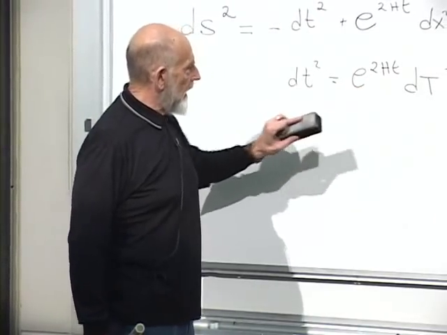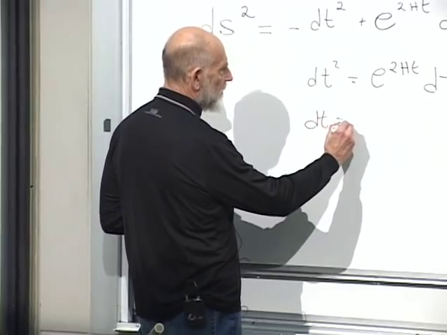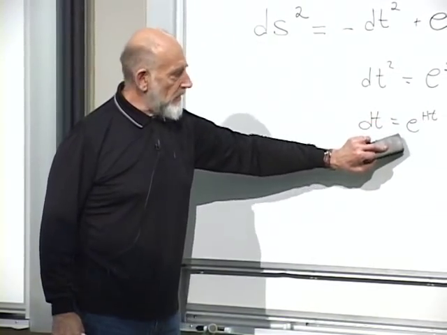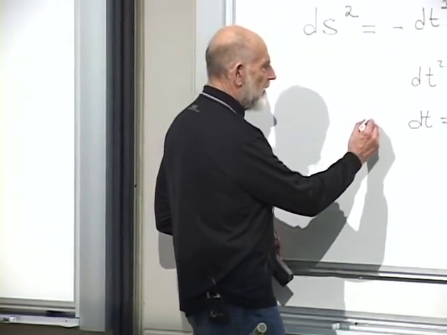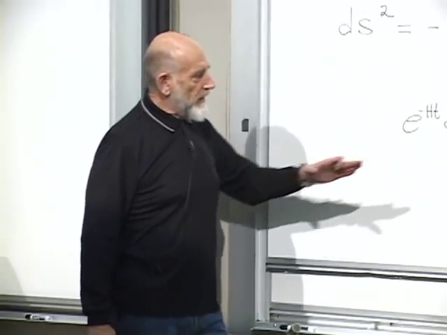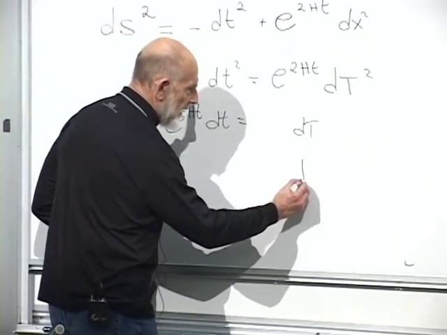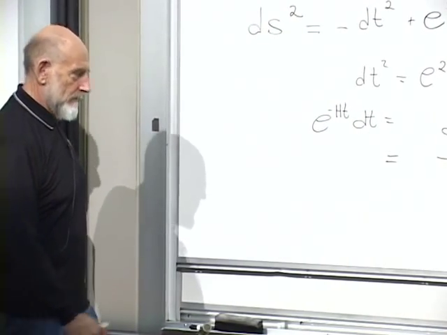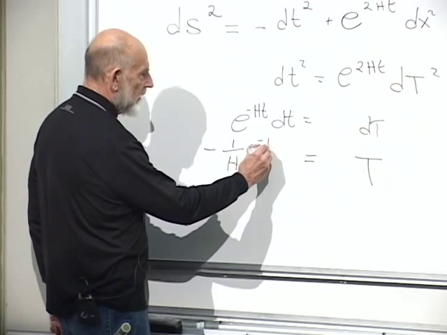Okay, how do I solve for big T as a function of little t? The first thing I do is take the square root of both sides of the equation. dt is equal to e to the ht dT. And now divide by e to the ht. What do I get on the left-hand side if I divide by e to the ht? e to the minus ht, right? So we'll put an e to the minus ht here. And now we have dt. Well, all we have to do to find the relationship between big T and little t is to integrate. The integral on the right-hand side just gives us T. What about the left-hand side? Anybody can do that integral? A dime for anybody. 1 over h. Minus sign. e to the minus ht, right?